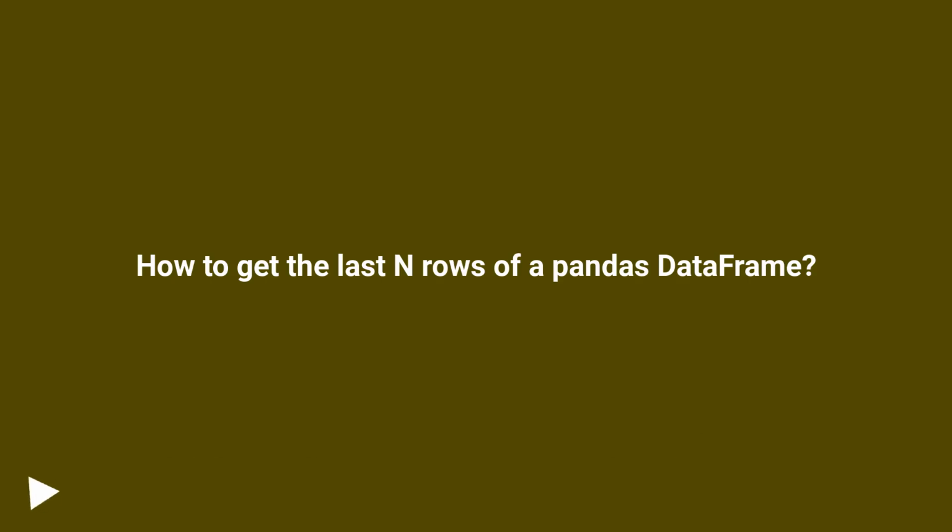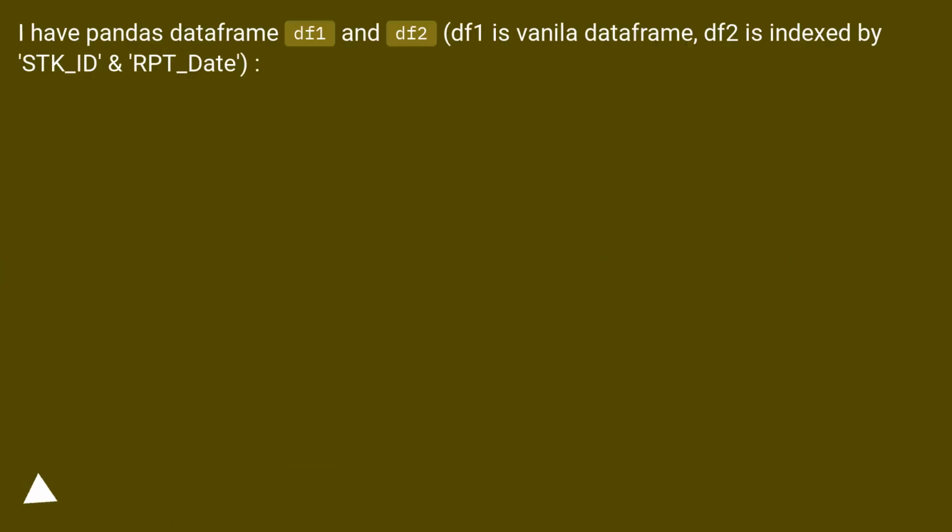How to get the last n rows of a pandas data frame? I have pandas data frames df1 and df2. df1 is a vanilla data frame. df2 is indexed by stk_id and rpt_date.